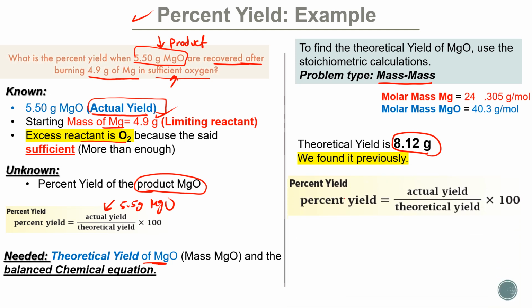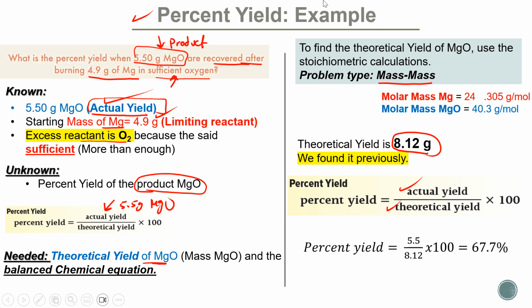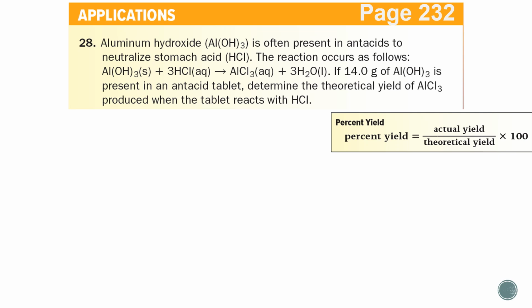Now just use the equation percent yield equals actual over theoretical. So it is 5.5 اللي هي الأكتوال yield من السؤال divided by 8.12 times 100. Okay? And that is 67.7%. This is the percent yield. تمام? So, let's have a look at another question.